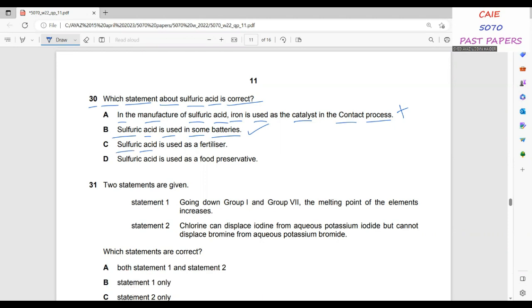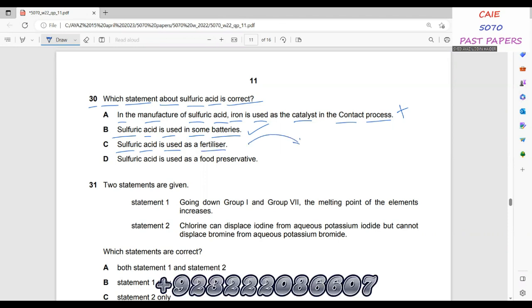C. Sulfuric acid is used as a fertilizer. Remember, sulfuric acid is used in the making of fertilizers, not used directly as a fertilizer. So this is the wrong statement. D. Sulfuric acid is used as a food preservative. We are not using sulfuric acid as a food preservative. So only choice B is the right answer here.